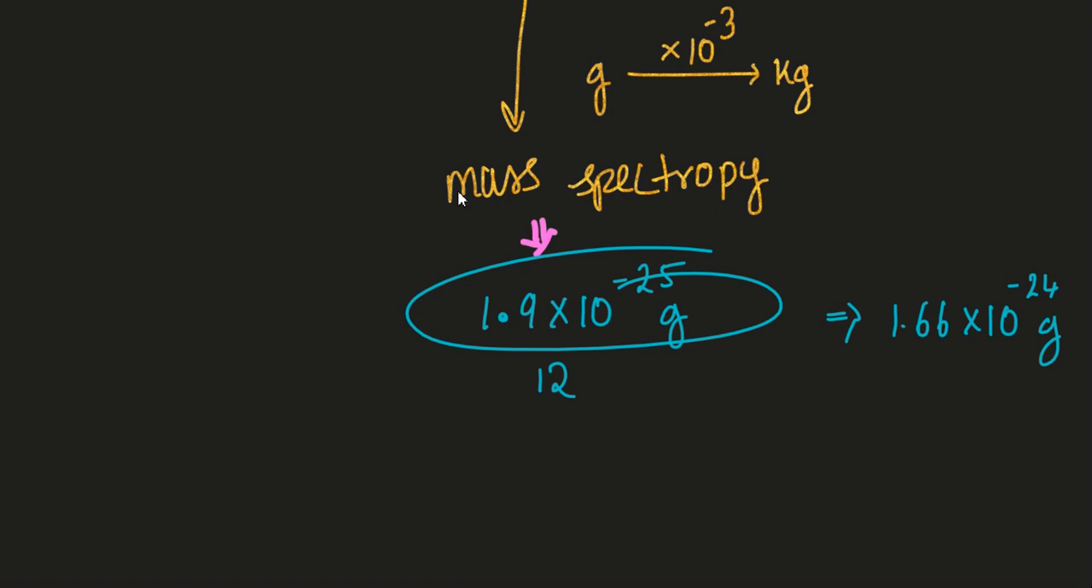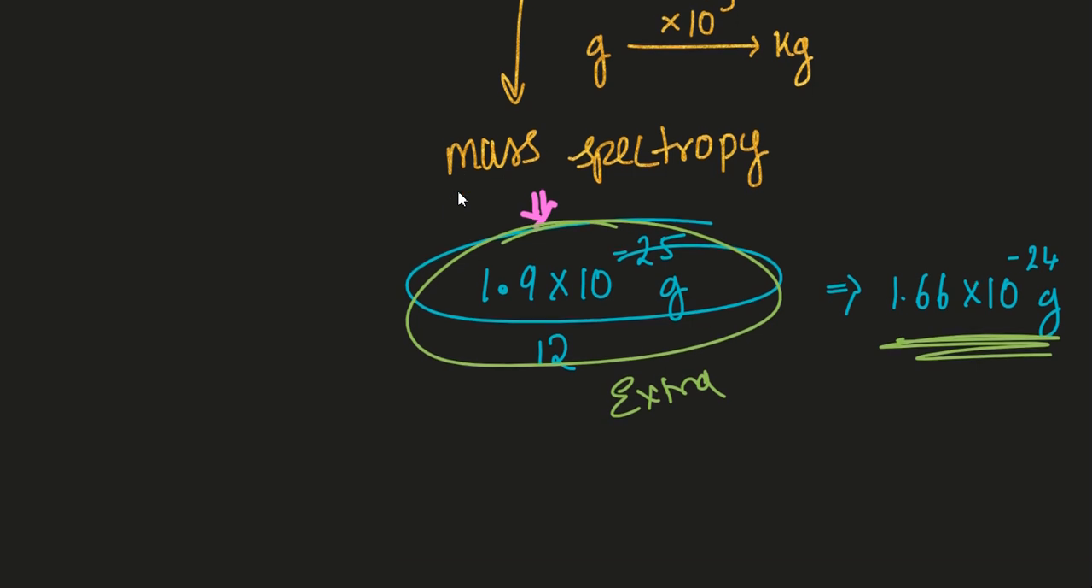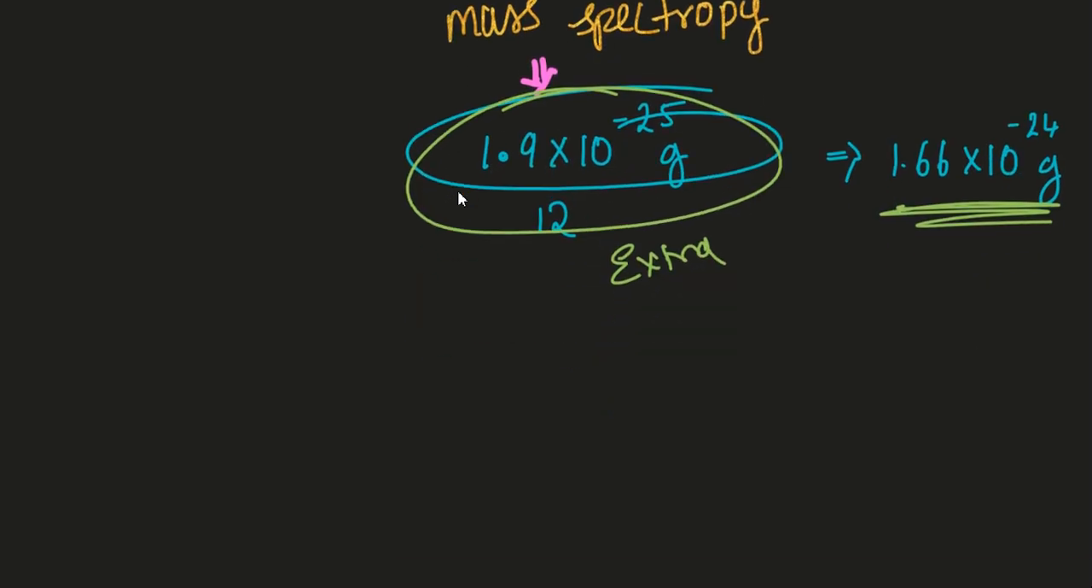Don't worry, this is a little bit of extra information. If you get confused, there is no need to remember this. The only thing you have to remember is just 1.66 into 10 to the power minus 24 grams. Clear till here?